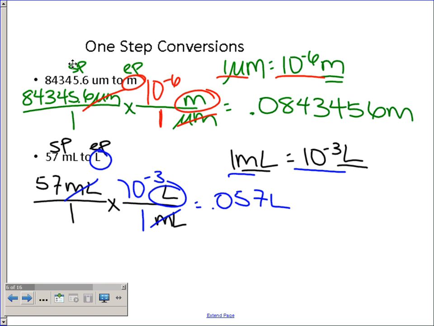The hardest part of factor label method is figuring out what your equivalence measure is. If you can figure out what your equivalence measure is, then you should be able to track your units and use them as a roadmap to figure out where you need to go.